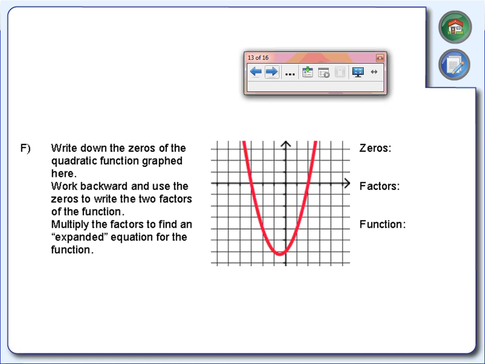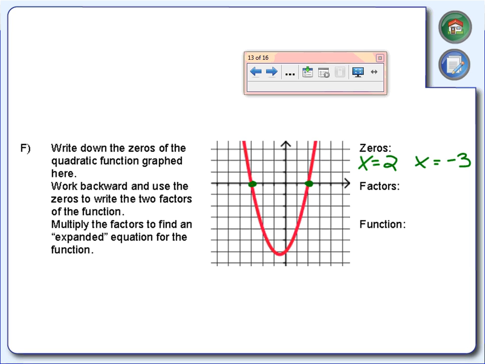So we're working backwards. So here's how we're going to do it. We're going to start by finding the zeros, or the x-intercepts. There are two of them. There's one here and another here. What are those two x-intercepts? What is that? 2 and negative 3. So the first thing we're going to do is write down 2 and negative 3. Those are the zeros, the x-intercepts.